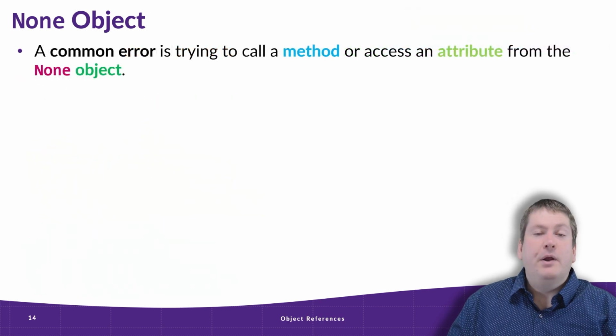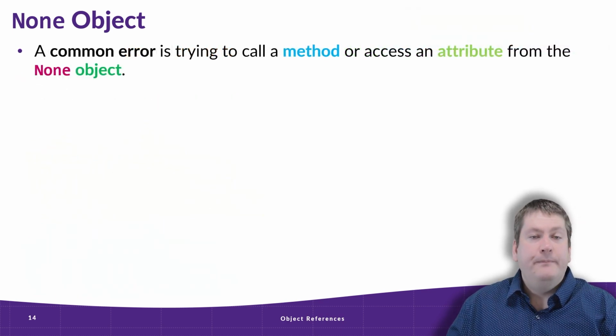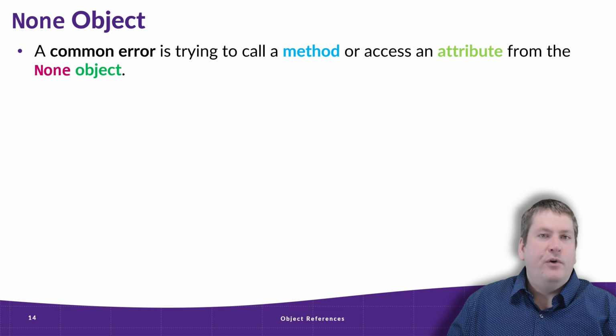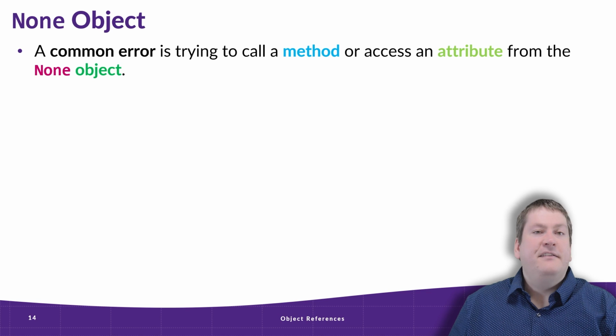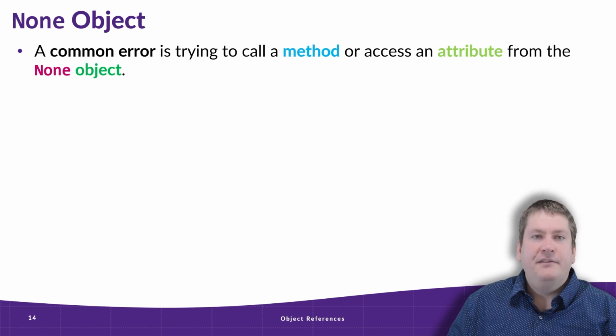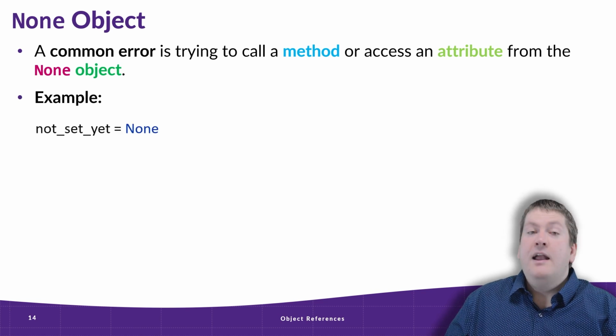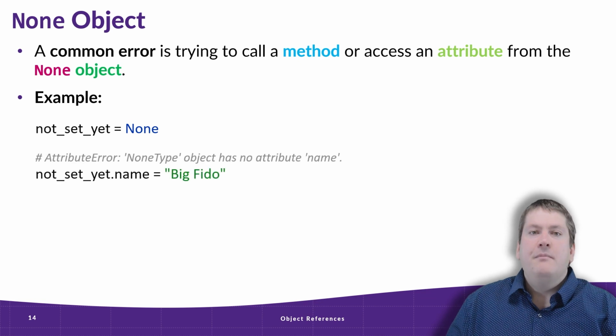Now, there is a common error to be aware of when you're dealing with None objects, and that is when you try to access a method or an attribute on a None object, it's not going to work. The None object isn't an instance of any real class, so it's not going to have attributes or methods for you to access. Let's take a look at an example. Again, we have that notSetYet variable, and it's going to be a reference to the None object. But now we're going to try to access the name attribute, like the Dog class has. If we tried to run this, we would get an AttributeError because the None object isn't going to have an attribute name.